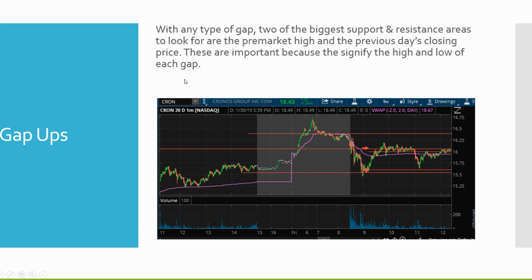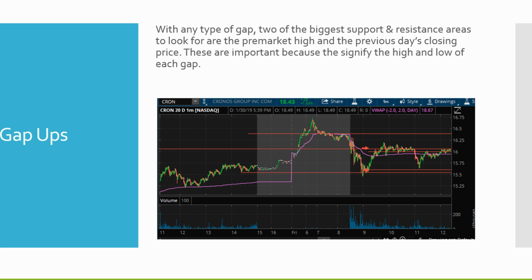All right, so we get gap ups. With any type of gap, two of the biggest support and resistance areas to look for are, like I said, the pre-market high and the previous day's closing price. These are important because they signify the high and the low of each gap. If you're looking to trade gap fills, these are very crucial levels because they're going to tell you where that gap is actually going to be filled. The big thing you want to understand is that other traders are trading these gap fills. Other traders are looking to profit from these gap fills.